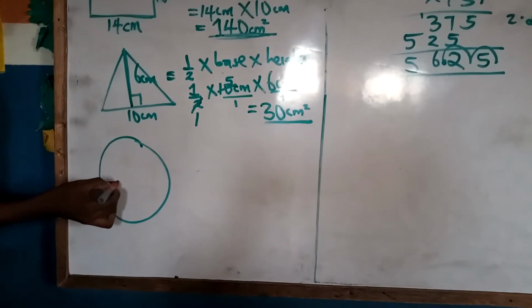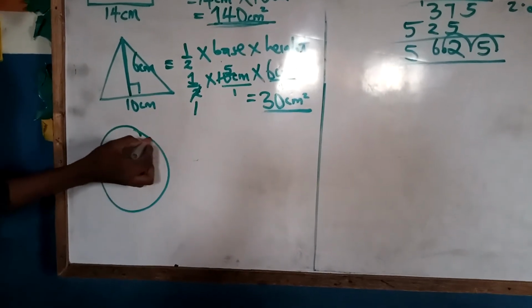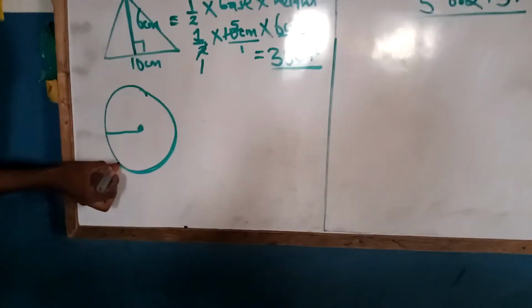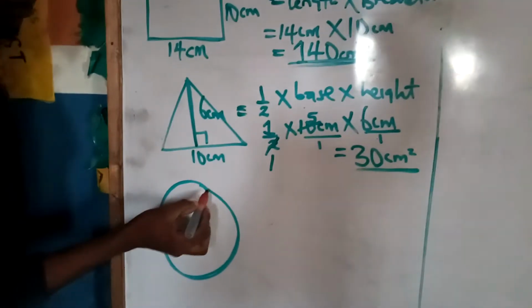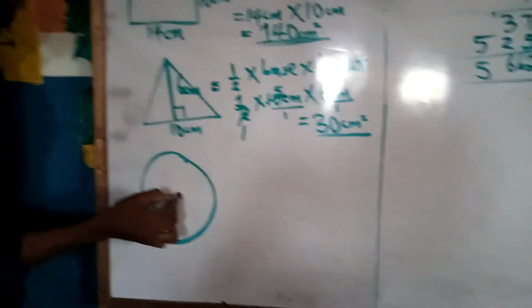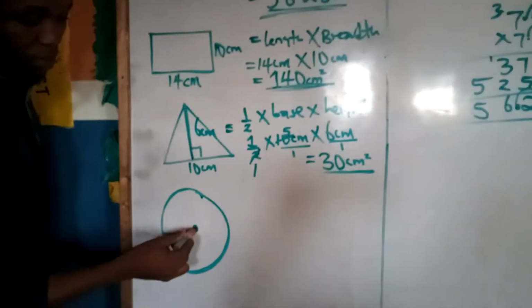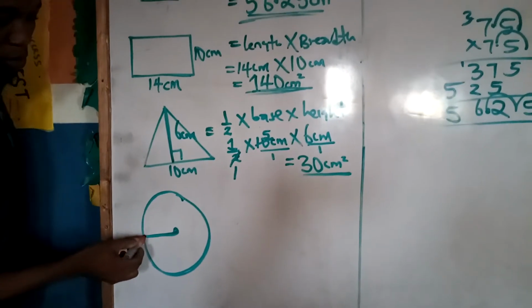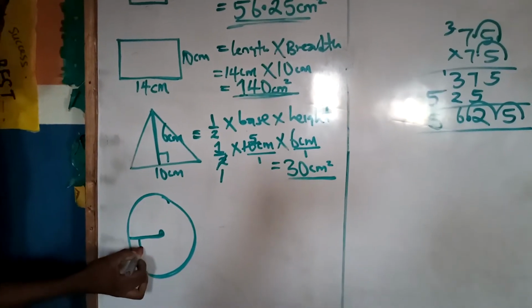This is a circle. The line that bounds a circle is called the circumference. A line that is drawn from the center of a circle like this to any part of a circle is what you call the radius.